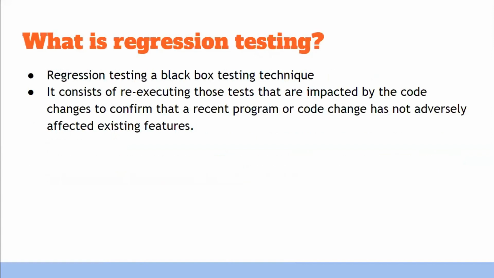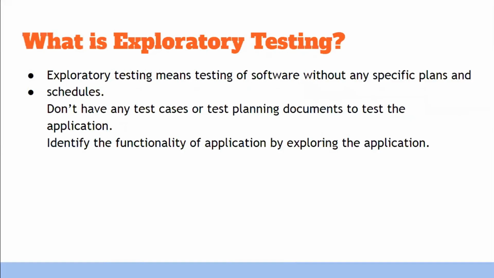Now, what is regression testing? Regression testing is, first of all, a type of black box testing. In this type of testing, we make sure that once after fixing the previous bug, no new bug is introduced. It consists of re-executing those tests that are impacted by the code changes to confirm that a recent program or code change has not adversely affected existing features.